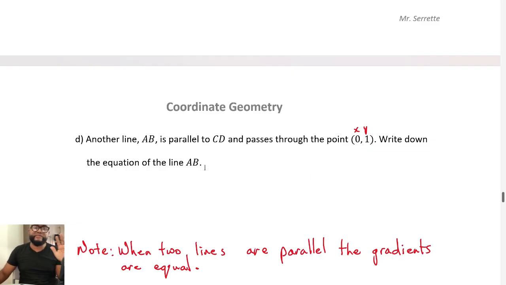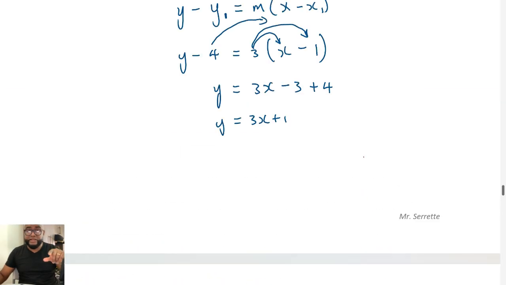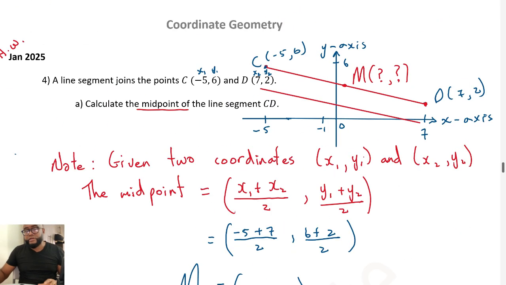So they want us to write down the equation of the line AB, but let me get all the facts right first, which is we need the gradient and we need a point on the line. CXC gave us the point on the line. Everybody cool there? CXC gave us this coordinate already.